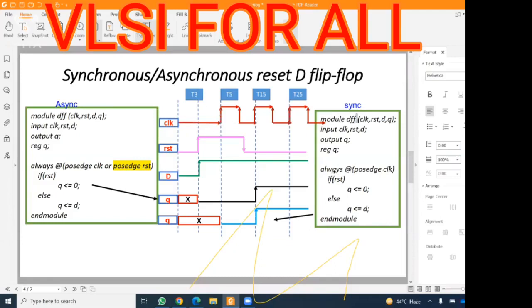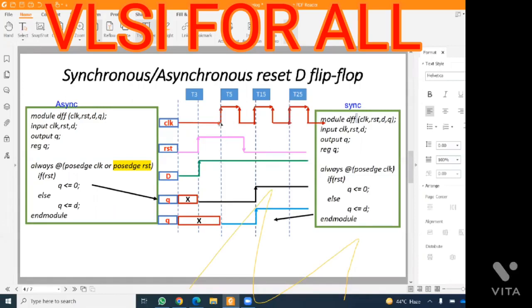Now let's go inside. If reset is high at this positive edge of clock, what is the value? 1 means reset is high, right? Yes, sir. Reset is high, so the code is saying assign 0 to Q. So Q is assigned 0, right?